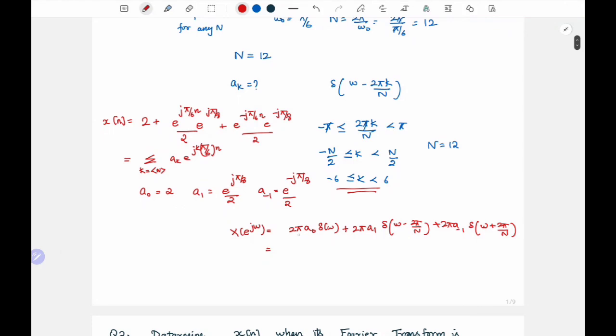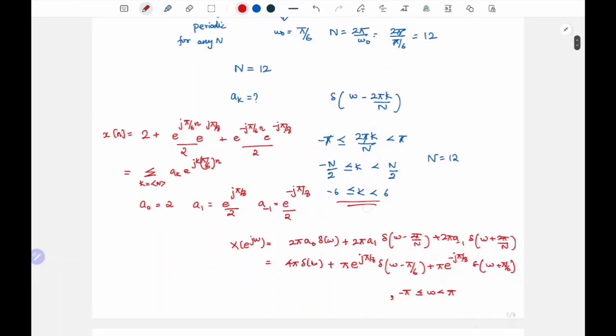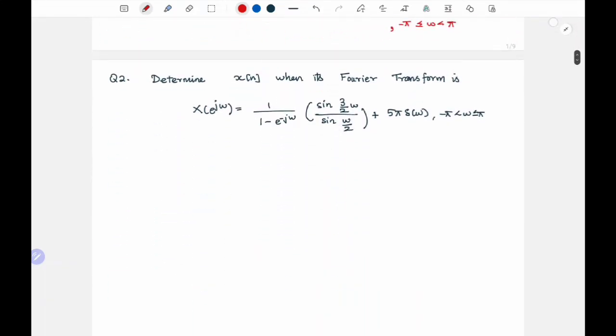So substituting all our values, what will we get? We'll get 4 pi delta of omega, plus a1 is e power j pi by 8 by 2, so pi e power j pi by 8 delta of omega minus pi by 6, plus pi e power minus j pi by 8 delta of omega plus pi by 6, where omega lies between minus pi and pi. So this is what we want and we got it. Okay. Moving on to the next question.